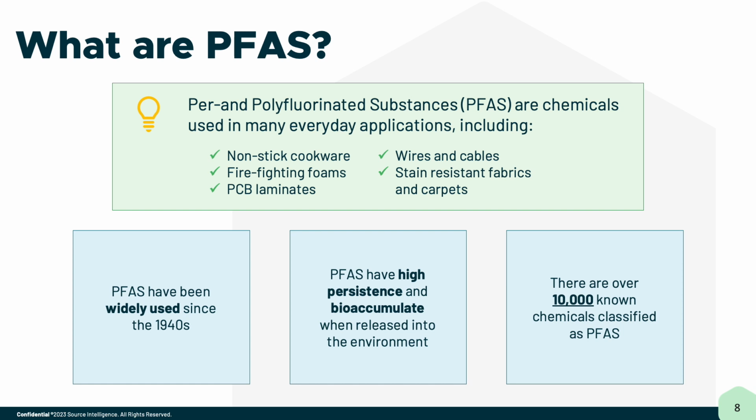PFAS have high persistence and they bioaccumulate when they are released to the environment. Some known PFAS uses include non-stick cookware, firefighting foams, PCB laminates, wires and cables, and stain-resistant fabrics and carpets. These chemicals have been widely used since the 1940s and are contained in many of the products that we use in everyday life. There are currently over 10,000 known PFAS chemicals in use.